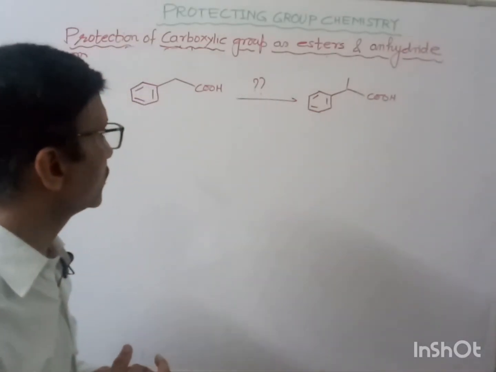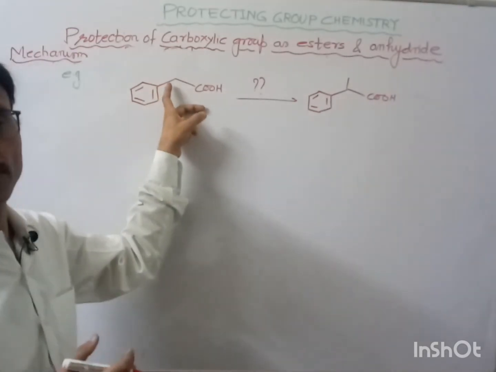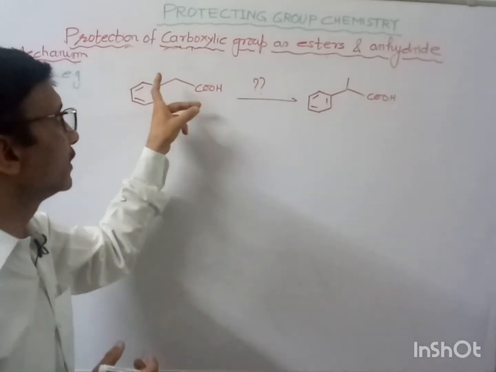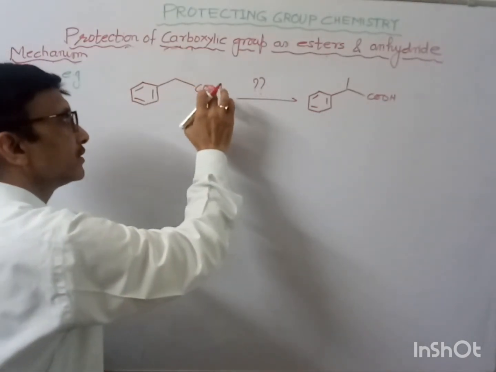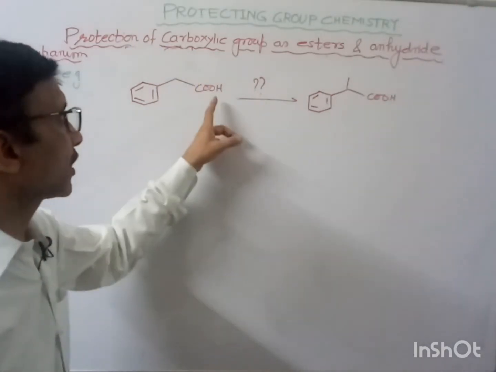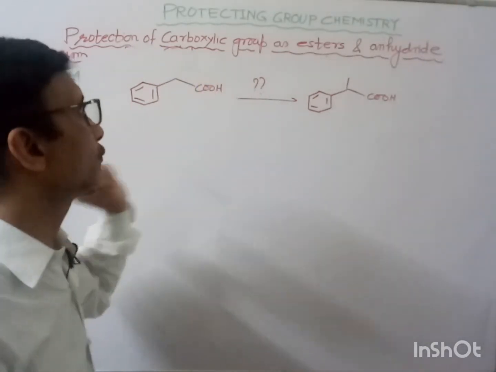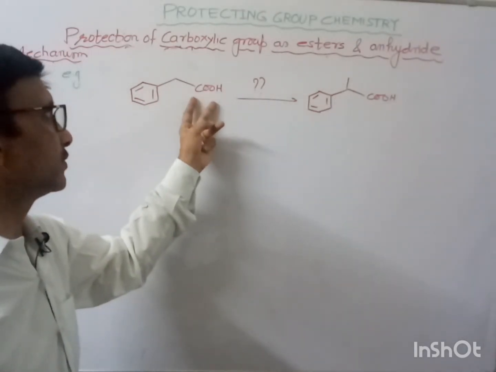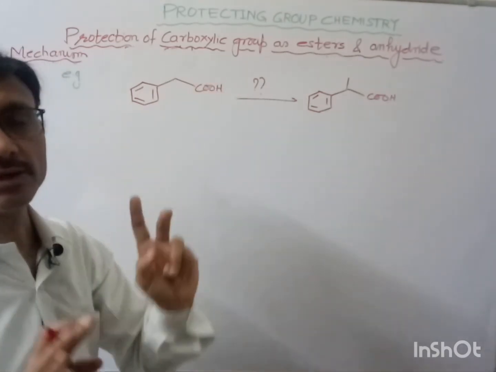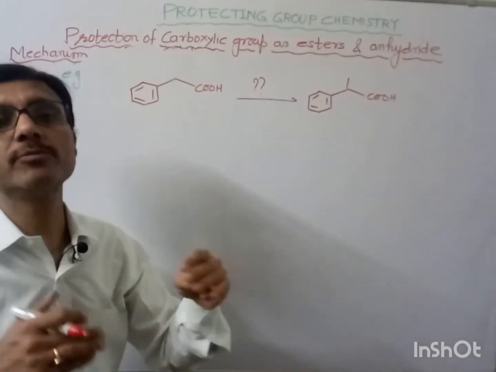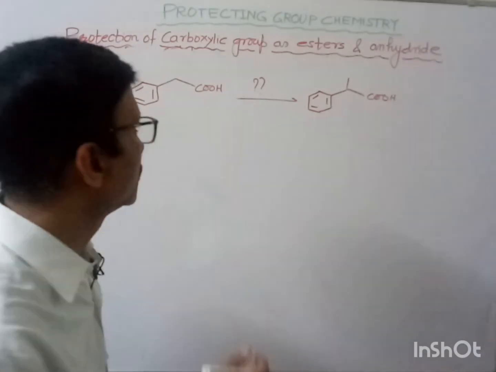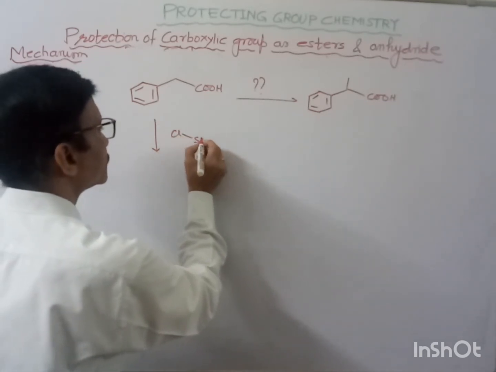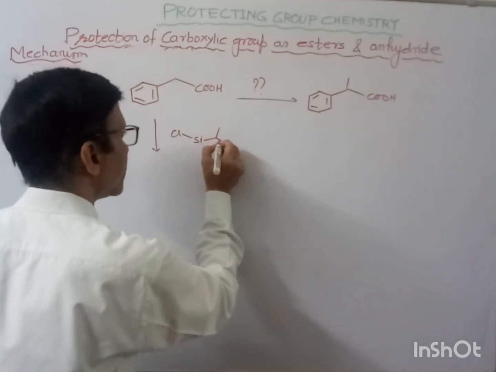Suppose we remove one proton from here by using some base, then what will happen? This proton will get removed, and the acidic hydrogen present in the carboxylic group will also be removed. So first of all, we should protect this carboxylic acid group so that this acidic hydrogen cannot be removed by the base. So let's first protect it. Again, I am converting it into the silyl ester.